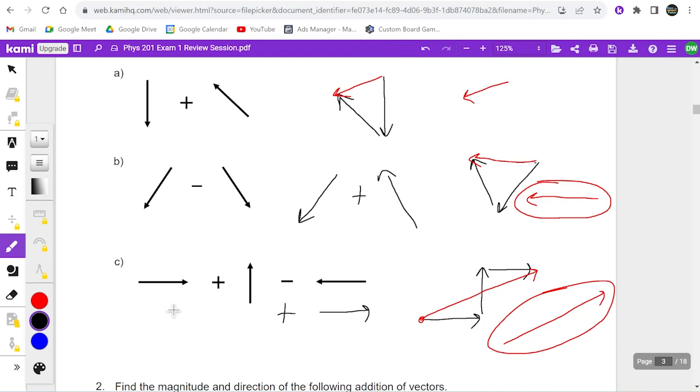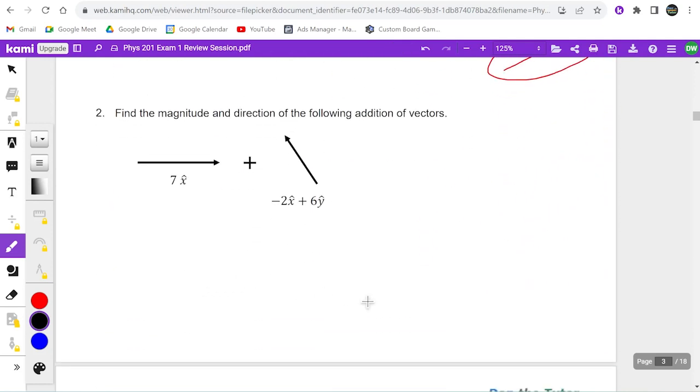Okay. Next, number 2. Again, same thing. Try it on your own. We need to add these 2 vectors together, add the x and y hats together, and then I want you to find the hypotenuse using Pythagorean theorem, and I want you to find the angle using tangent. So go ahead. I'll give you another minute for that. Oh, and this you might actually need a calculator for.